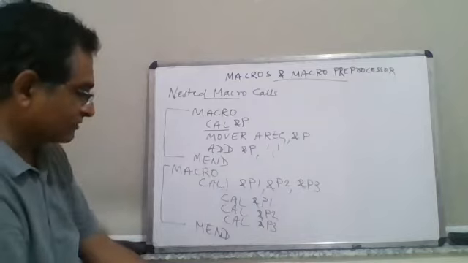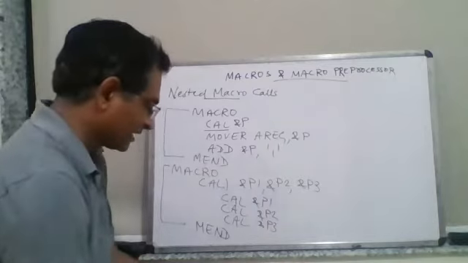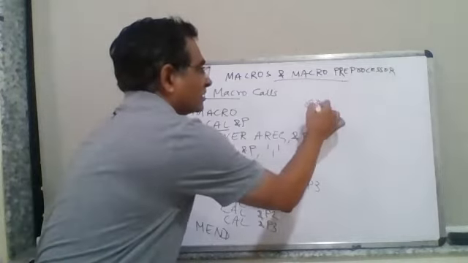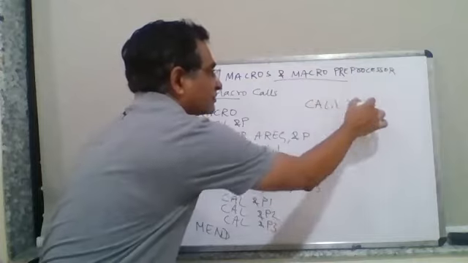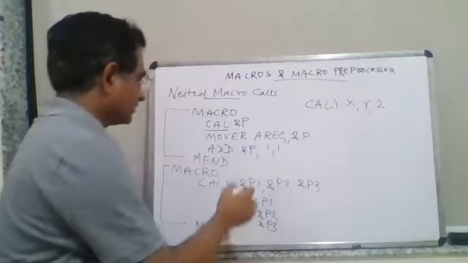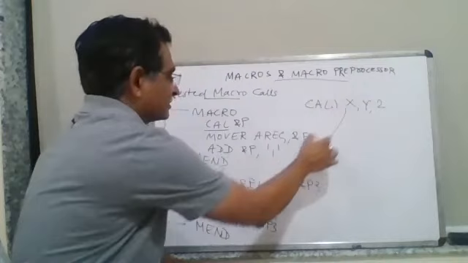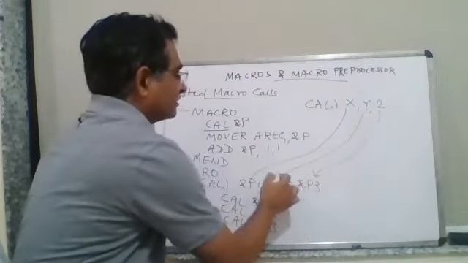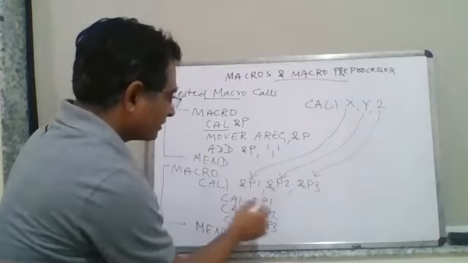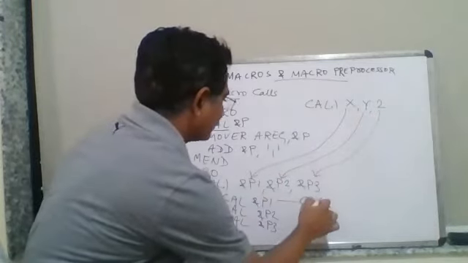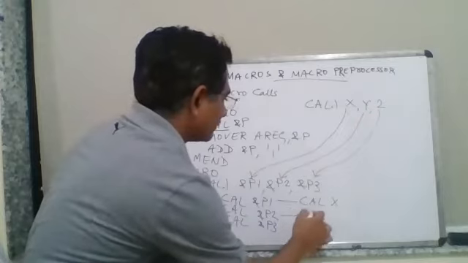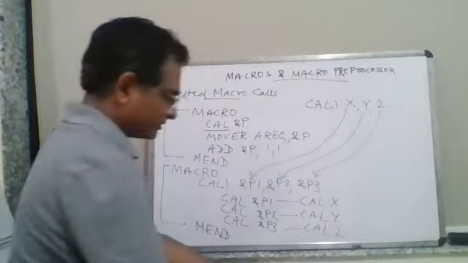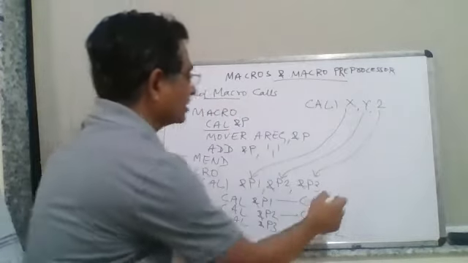So what will happen is, when I call this cal1 macro with the parameters x, y, and z, what is the meaning of this? P1 will get the value of x, P2 will get the value of y, and P3 will get the value of z. Okay, so P1 will be given to cal, so cal of x, then cal of y, and cal of z. So this is going to happen, and what is the expansion which is going to be there for this?